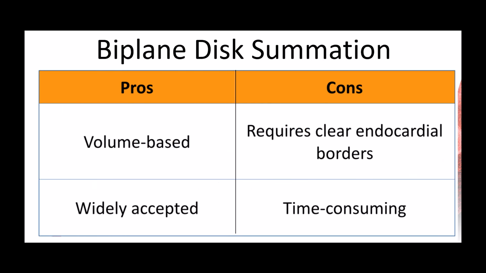And as we mentioned before, the biplane disc summation method or Simpson method is a great assessment of the ejection fraction, but the problem is that it requires good, clear definition of the endocardial borders, and it is time consuming as well, so not possible to do it in every patient in ICU.